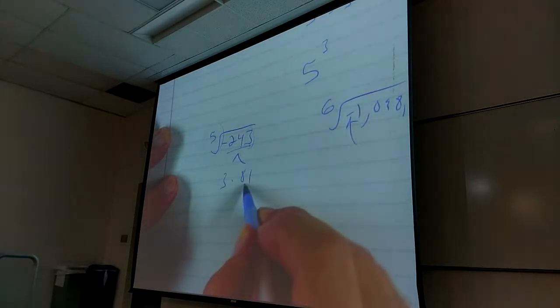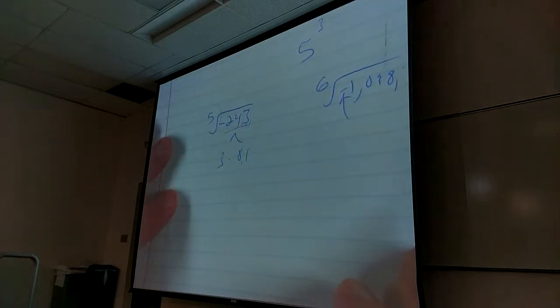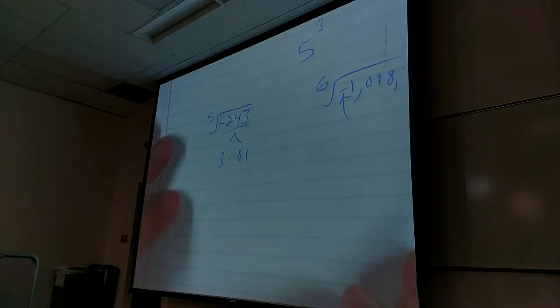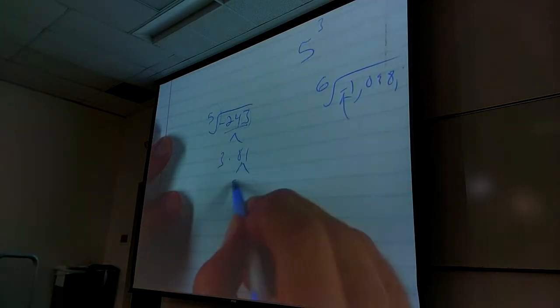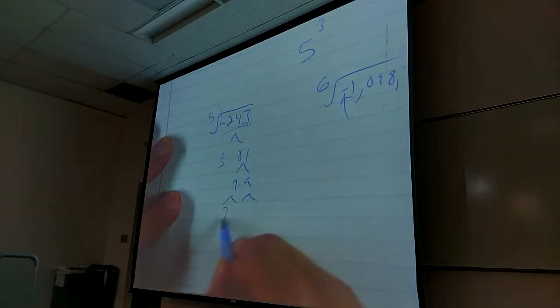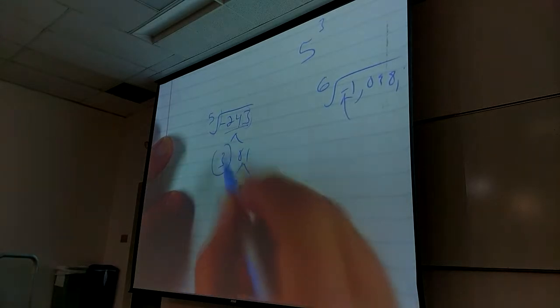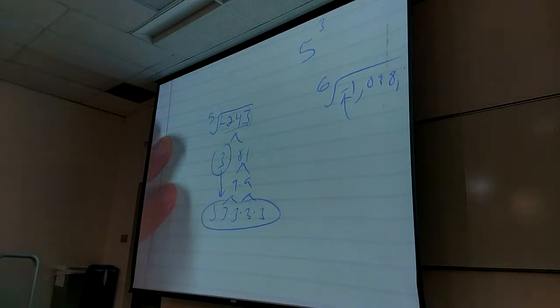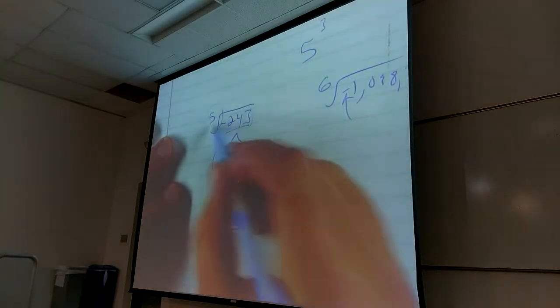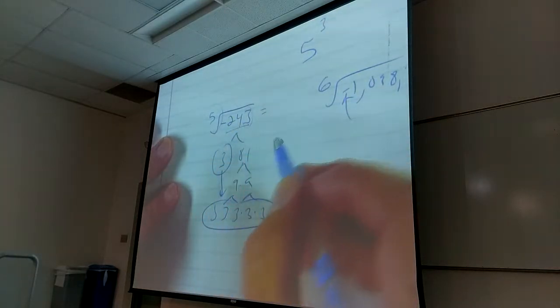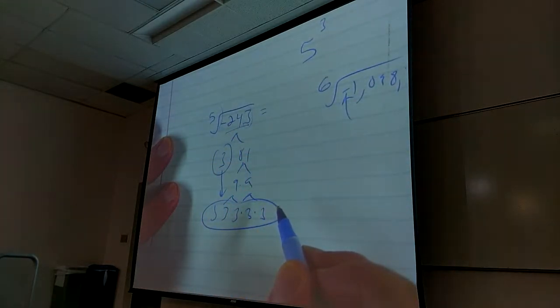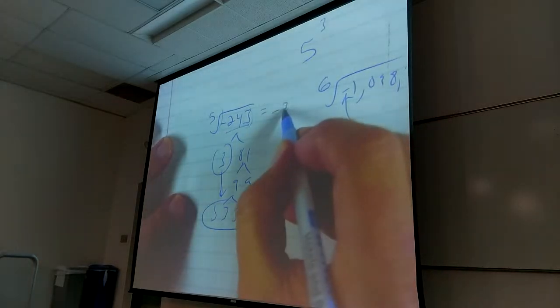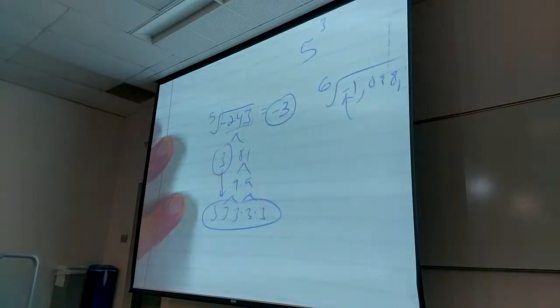And 81, you guys remember 81? How many 3s is 81 made of? 2 9s, so 4 3s. Bam! So therefore, the 5th root of negative 243 is? Negative 3, sorry. Negative 3. I like it. Wow, Jeff.